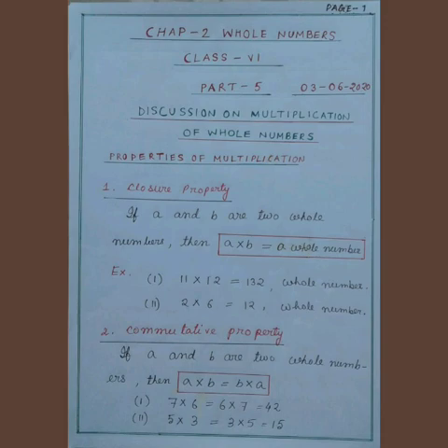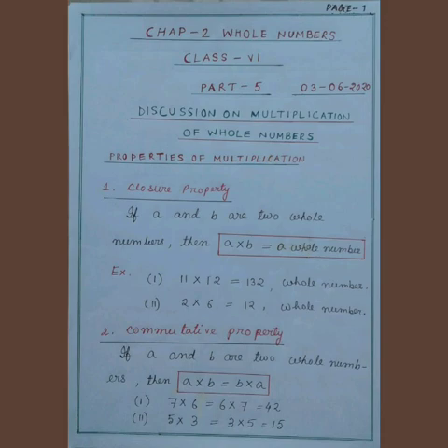Number 1, closure property. You have got it in properties of addition and subtraction of whole numbers, which states that if A and B are two whole numbers, then A into B, the result is also a whole number. Example I have given, 11 into 12 is equal to 132, which is a whole number. 2 into 6 is equal to 12, that is also a whole number.